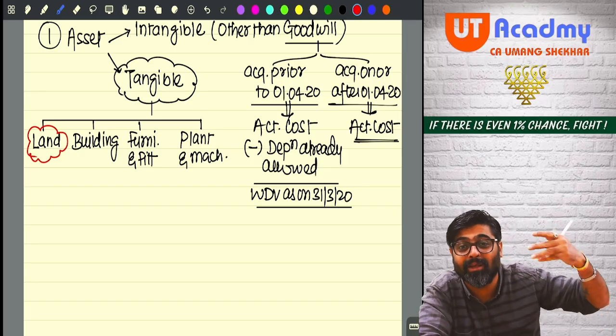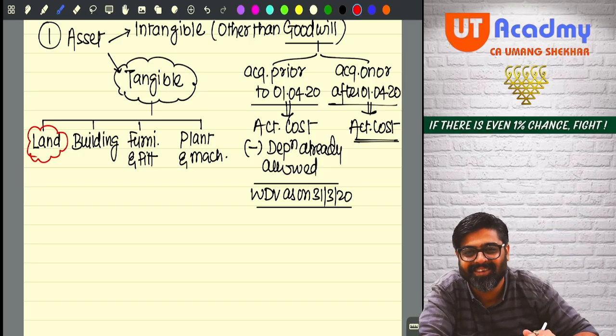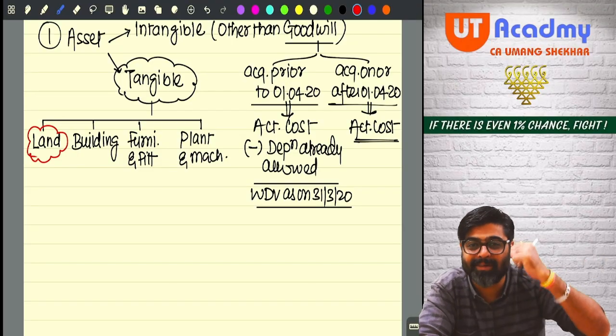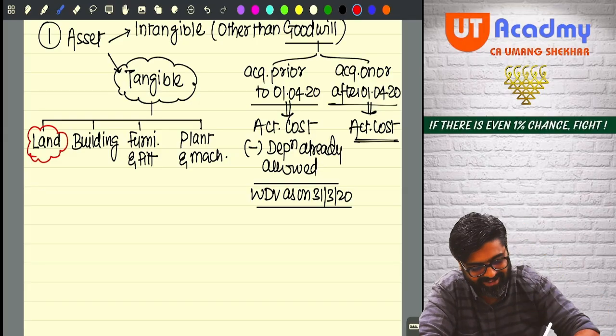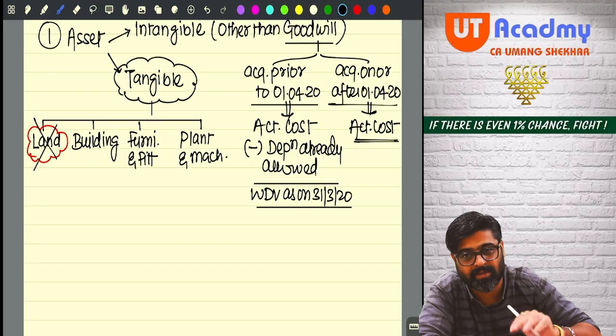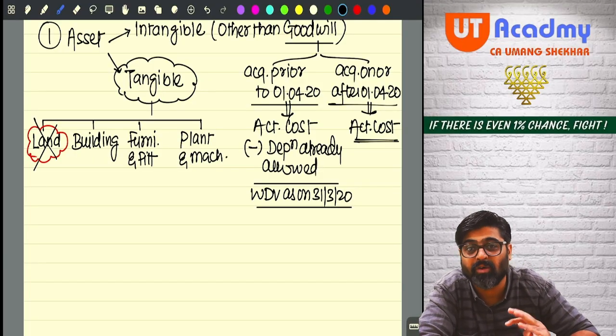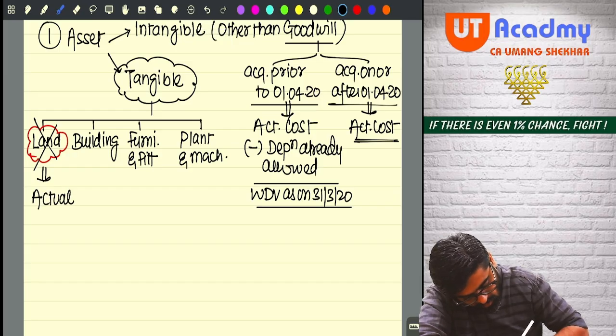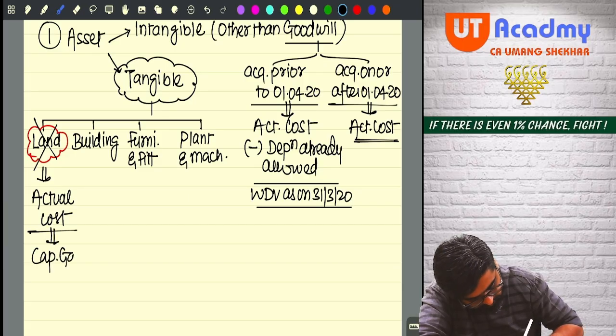Land is an asset whose value appreciates. Then how are you able to claim the cost of land here in the form of depreciation? Forget about land. Land will not be allowed. The cost of land will not be allowed under the PGBP head in the form of depreciation because land is not a depreciable asset. Whatever the actual cost of this land is, where will you take this actual cost? To the capital gains head.